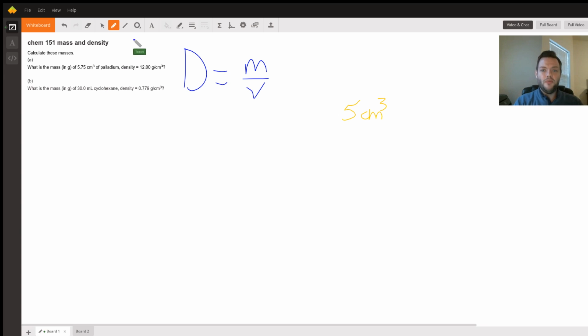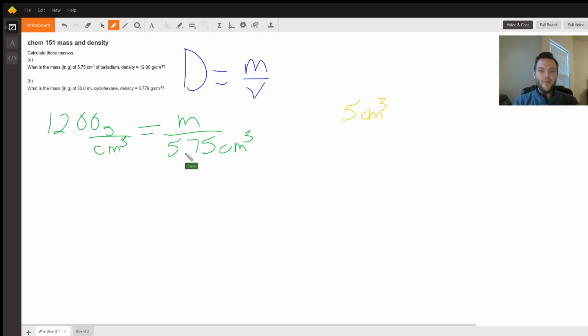Looking at what's been provided to us, we know that we have a density of 12.00 grams per centimeter cubed. And we know that this is going to be equal to the mass, which we don't know, divided by the volume, which is 5.75 centimeters cubed. Now that we have our algebraic expression set up, we can use algebra to solve for it. We need to isolate the variable, and that means we want to get m by itself.